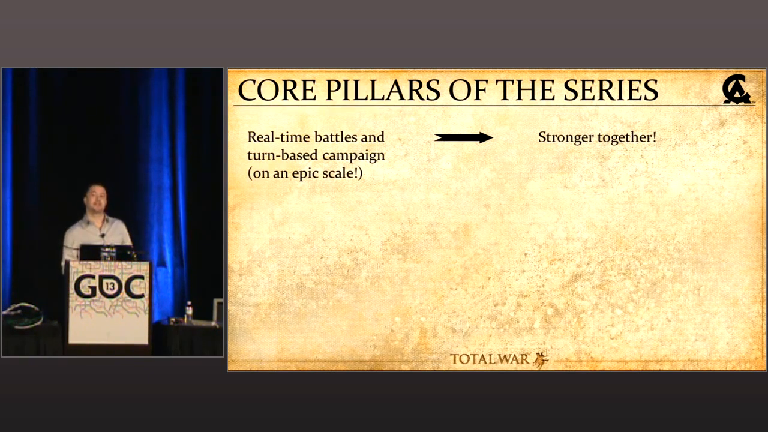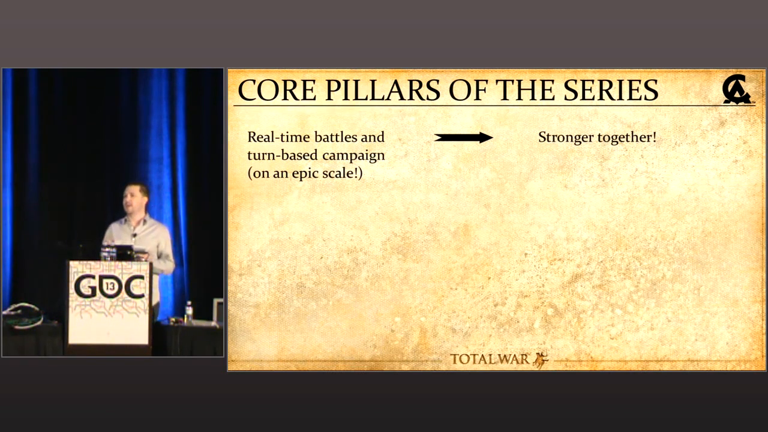So the battles aren't standalone. You're emotionally invested. It might be a battle for the capital of your arch enemy. On the flip side, the real-time battles punctuate the campaign with adrenaline and reward. So you care more about the units in the campaign because you see them fighting for you in battle at a human level. So each obviously creates its own style of gameplay.